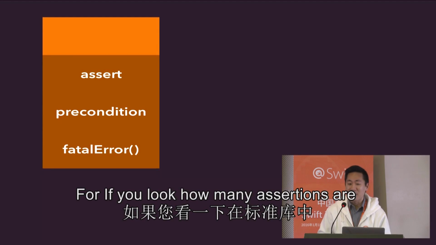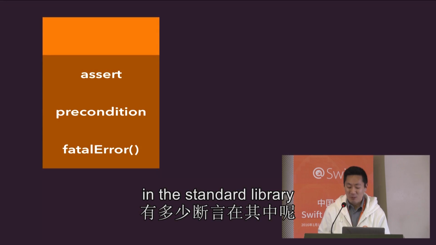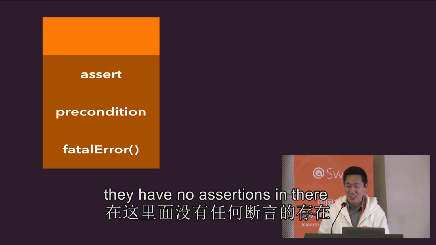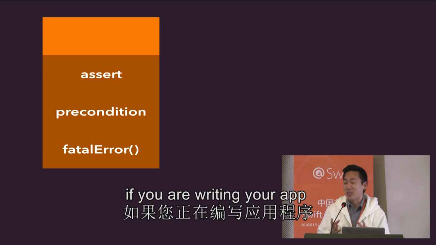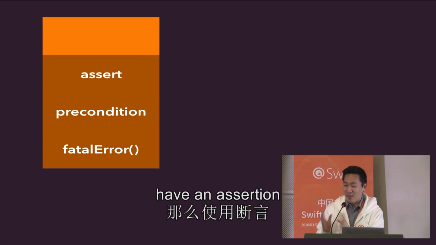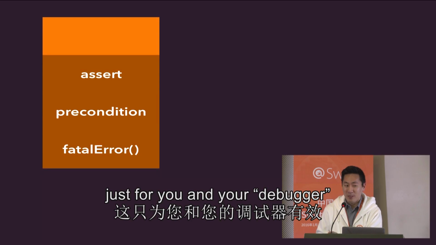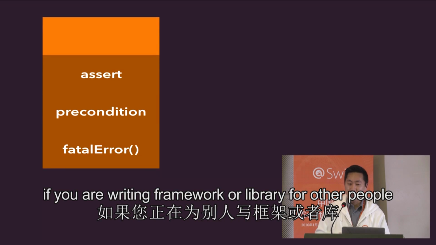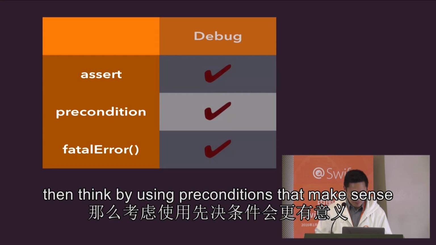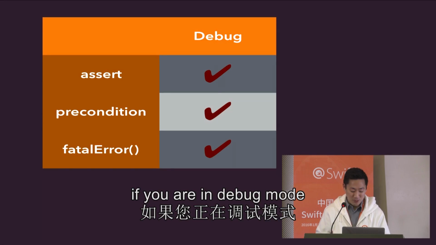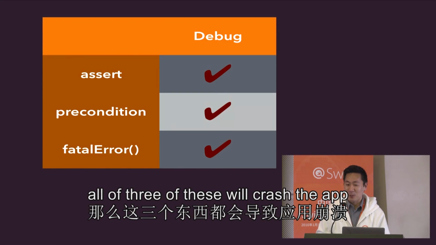But if you look at how many assertions are in the standard library, it is 0. They have no assertions in there, because that's not the right thing to do, right? So just keep that in mind. If you're writing your app and you want to test something, have an assertion just for you in your debugger. But if you're writing a framework or a library for other people, then think about using preconditions if that makes sense.